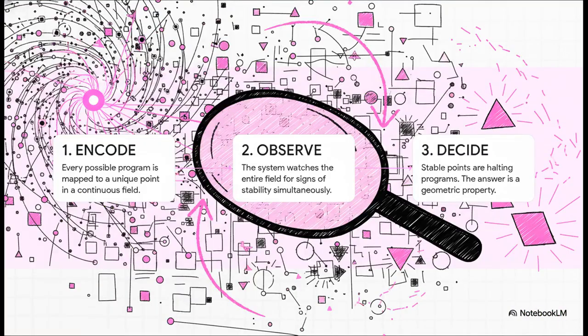It basically boils down to a 3-step process. First up, encode. Imagine every computer program that could possibly exist is plotted onto a giant map, each one with its own unique address. Next, observe. Now, instead of running just one program, the system just watches the entire map simultaneously. It's looking for which points on the map settle down and become stable. And finally, decide. The points that become stable, those are the programs that halt. The ones that keep wiggling around and changing, those are the ones that run forever. So the answer isn't calculated, it's just an observable property of the whole system.